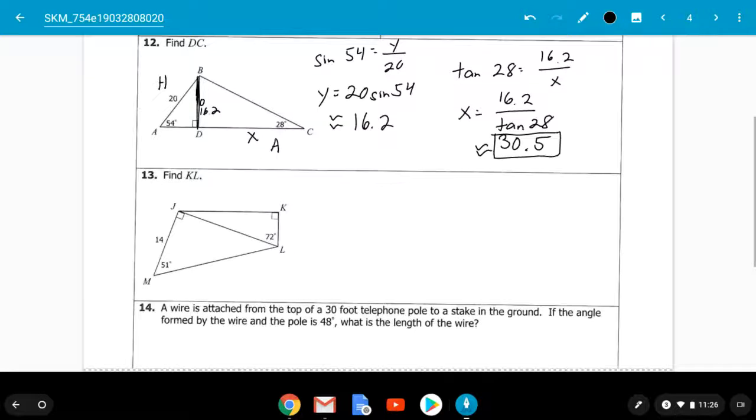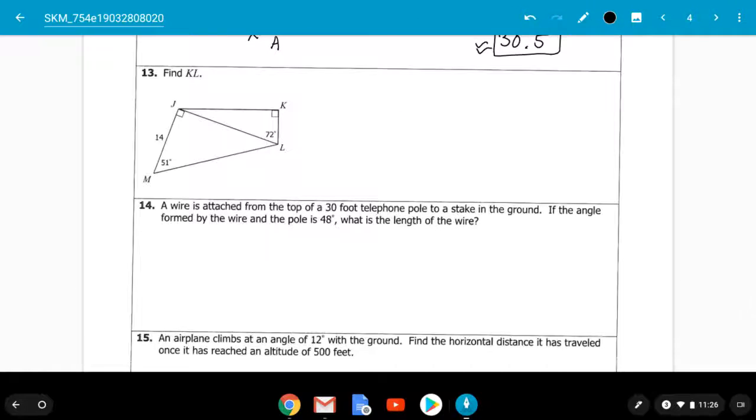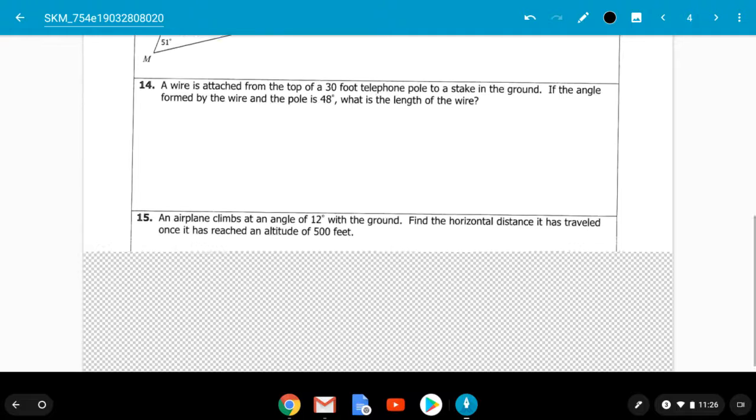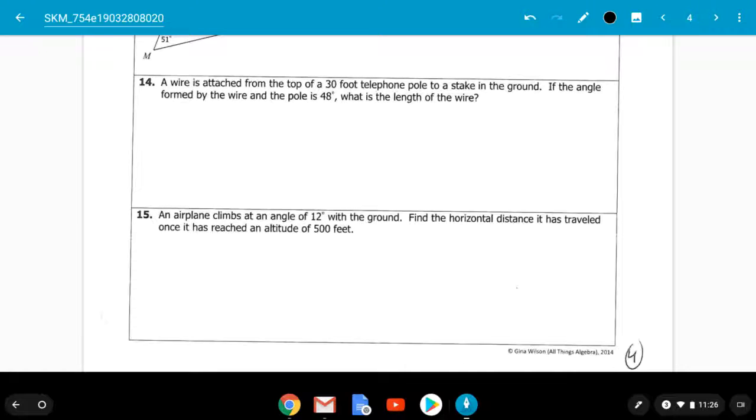Let's get to number 14. So a word problem using trig here. Actually, instead of doing 14, let's go with 15, because there's some vocabulary here that I just want to make sure you guys understand. So an airplane climbs at an angle of 12 degrees from the ground. So I'm going to draw that here. Now here's my airplane. So it is 12 degrees from the ground. So it looks something like this. Here's 12.